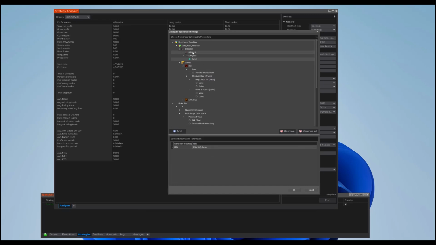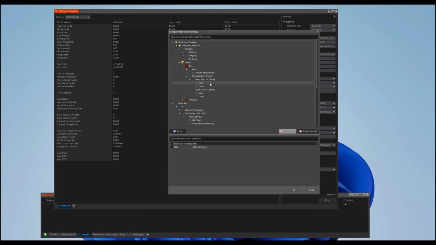Okay, and this is going to let us experiment with different EMAs. So we've got the EMA set to 100, but what if it was 200? What if it was 50? How would that affect the entries and therefore the system performance? Let's find out.